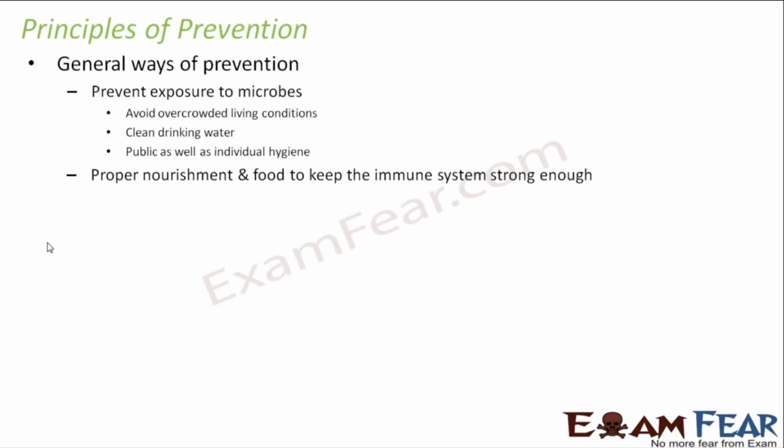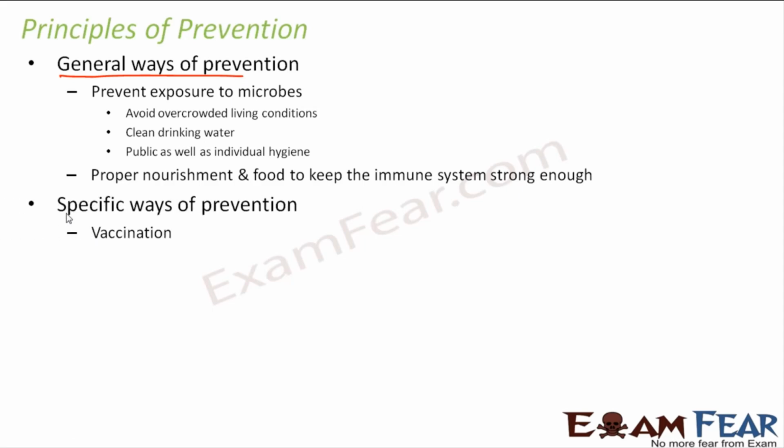Now again, there are two ways of preventing diseases. One is a general way of preventing disease. That means any kind of infectious diseases can be prevented. And the next one is specific ways of prevention. That means these ways of prevention are very specific to a particular disease. So since it is very specific to a disease, they are called specific ways of prevention. The first one, they are general to all infectious diseases, so they are called general ways of prevention.